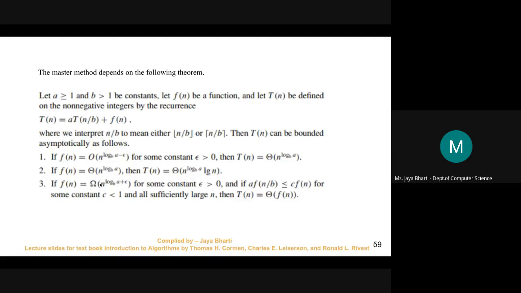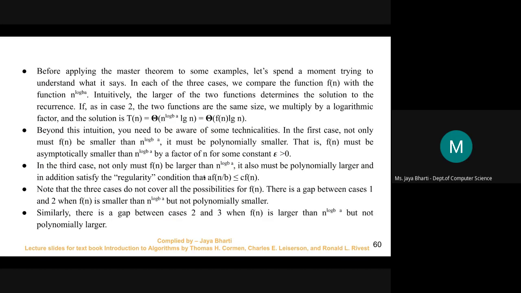And if this is the lower bound, then f of n will be the greater one, and whichever value is larger will be the answer. So that's why T of n is equal to theta of f of n, because in this case f of n is bigger, and in the first case this value is bigger, and in this case both are equal, so you simply write this as it is and then multiply log n.